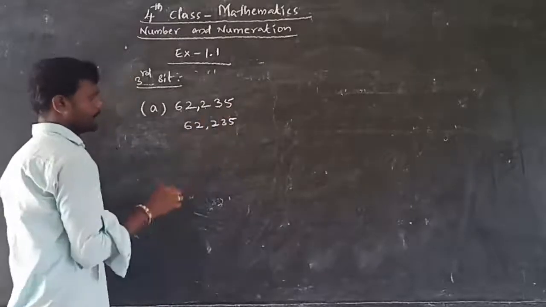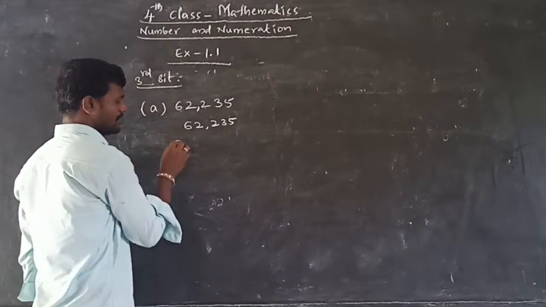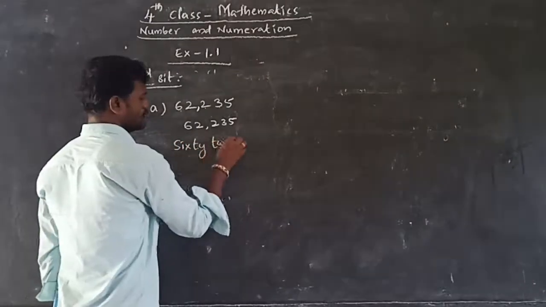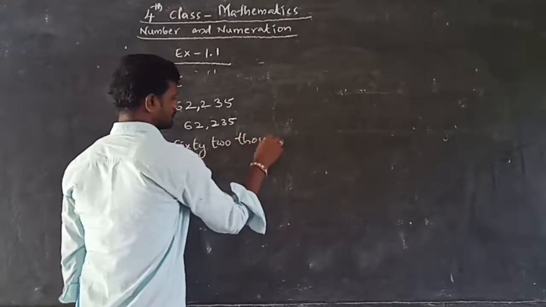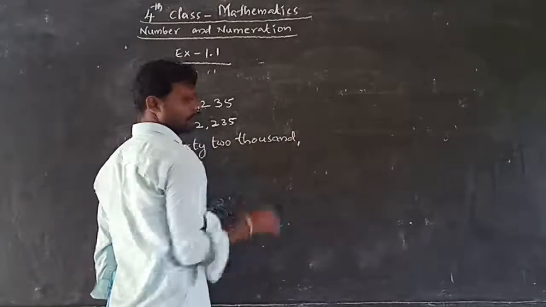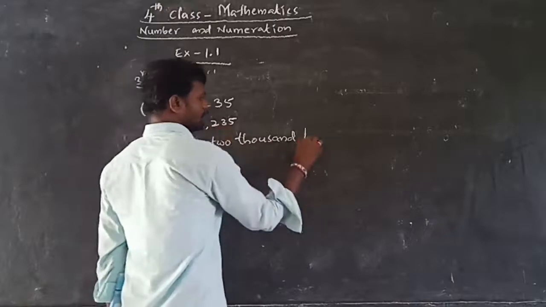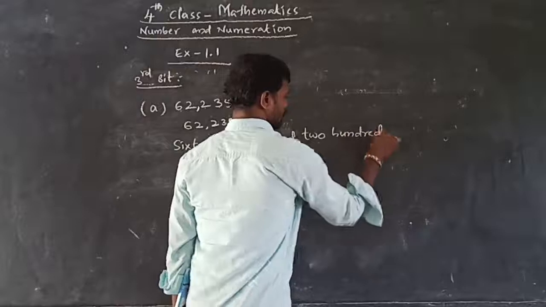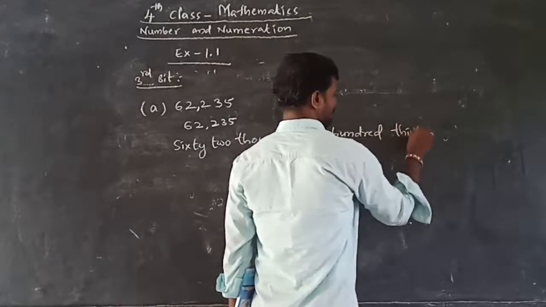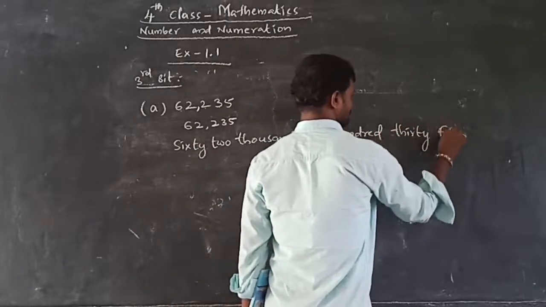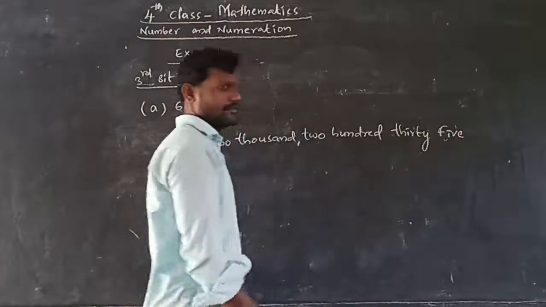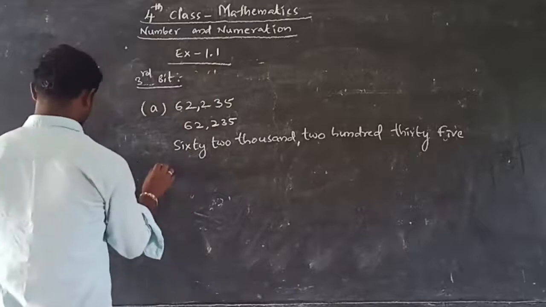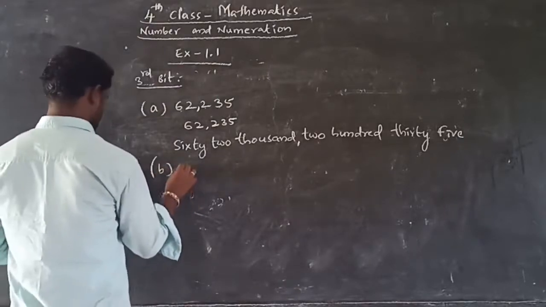So write in words. How many thousands you are writing? 62. 62,000. 62,235. Okay, it is the number for that. Next one, B. What is given?